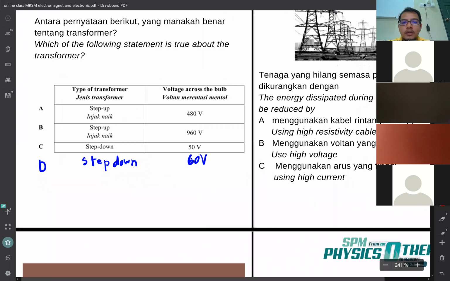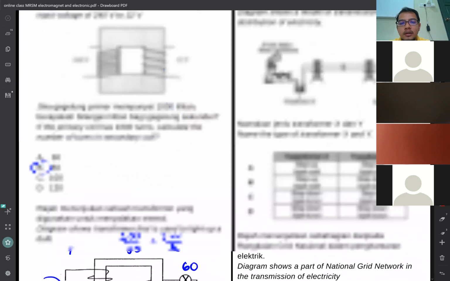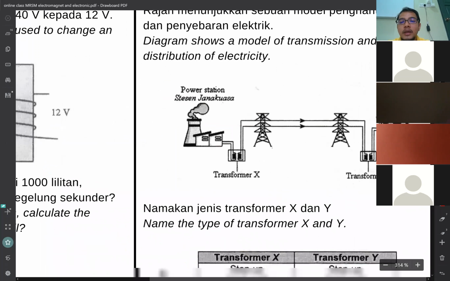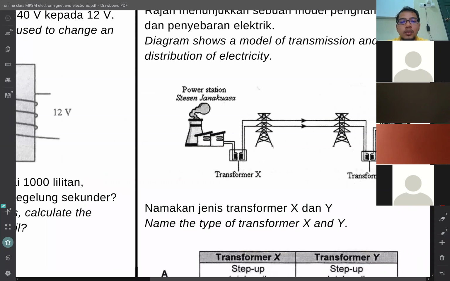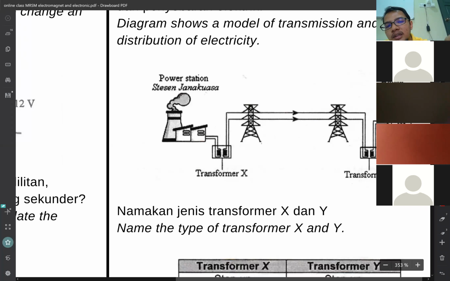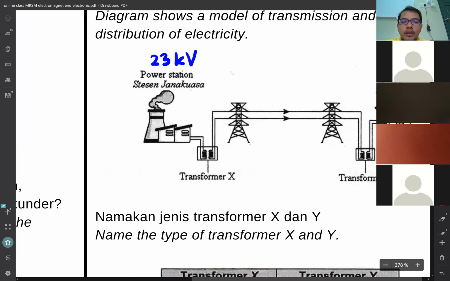Okay. So next one is, what is the usage of this? Basically, a transformer is used in your power station to step up or step down the volt. Okay. So basically, it's like this. A power station will produce around 23,000 volt. But that volt is not enough to supply to every house, every factory, and every shop lot.